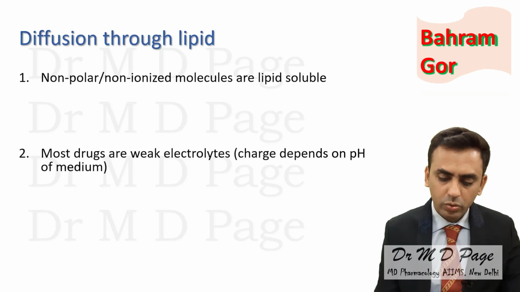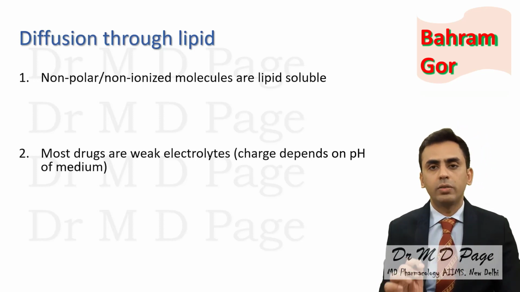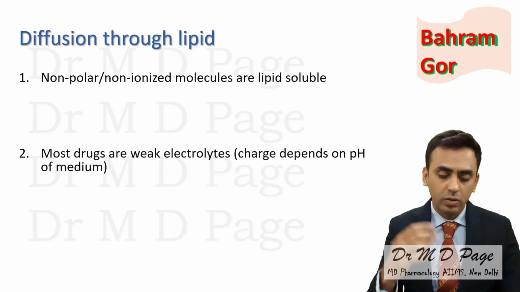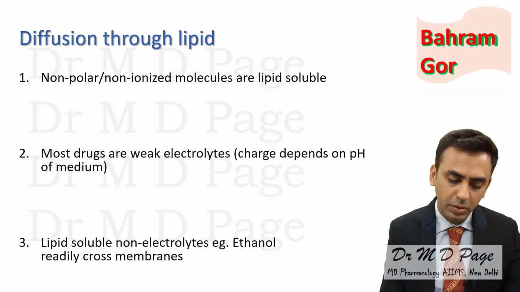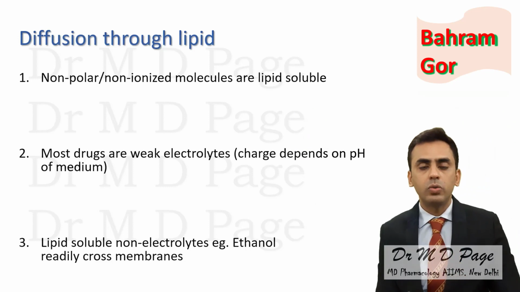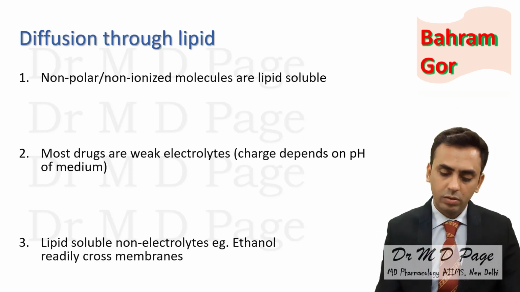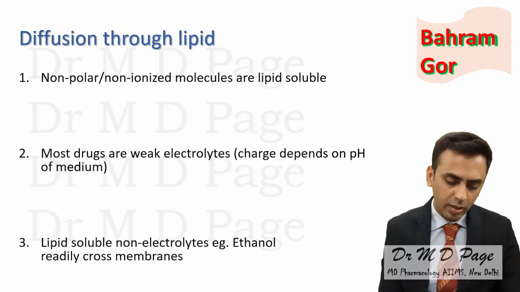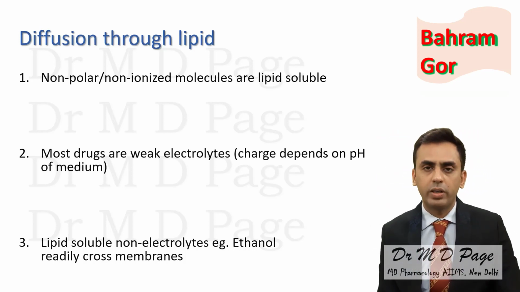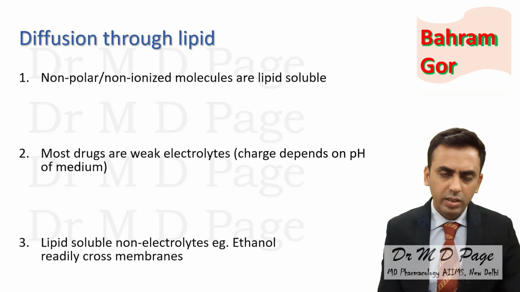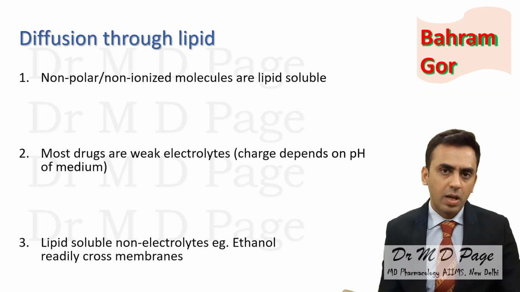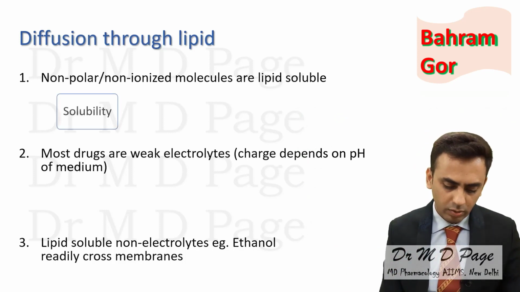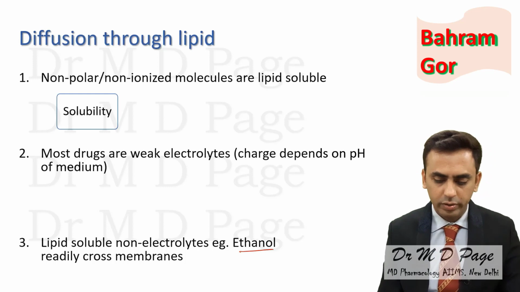Okay. Rule number 2 is most drugs are weak electrolytes. Weak electrolytes meaning whether they are charged or not depends on the pH of the surrounding medium. And rule number 3, which you may not follow, which is not necessary actually, is that many drugs are also non-electrolytes. Non-electrolytes means their charge does not depend on the medium, and they will cross readily in all conditions. For example, ethanol. Ethanol is such a drug which will cross in all such mediums.